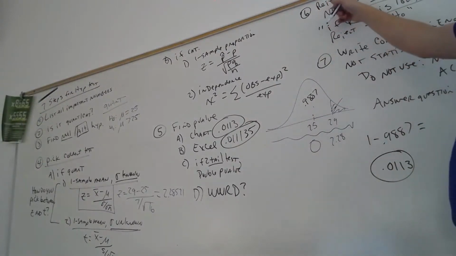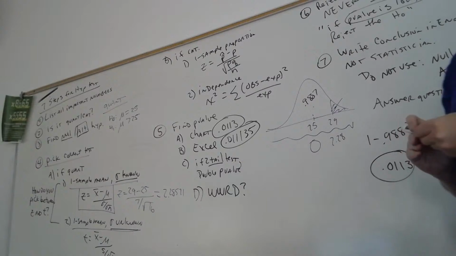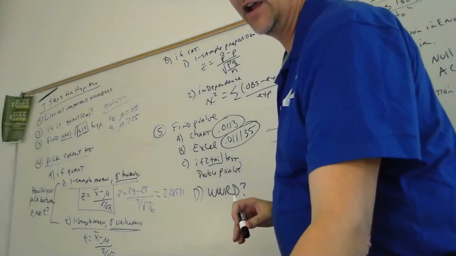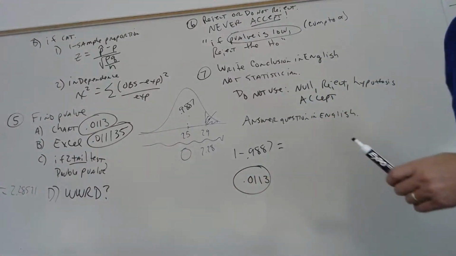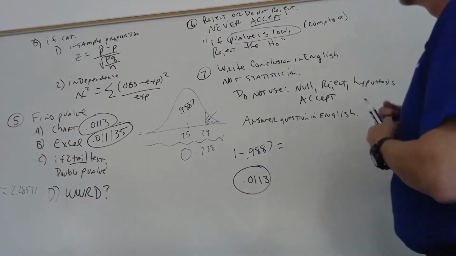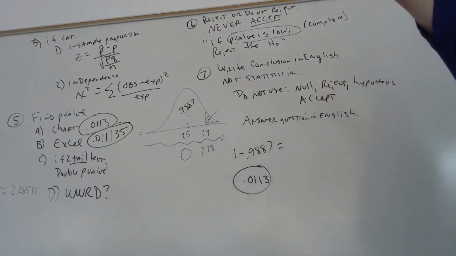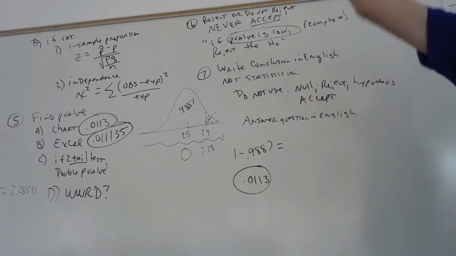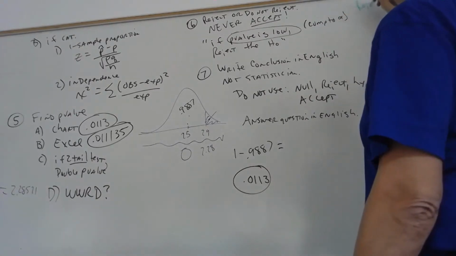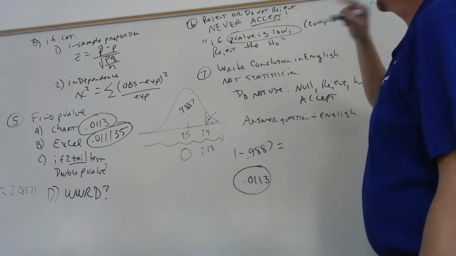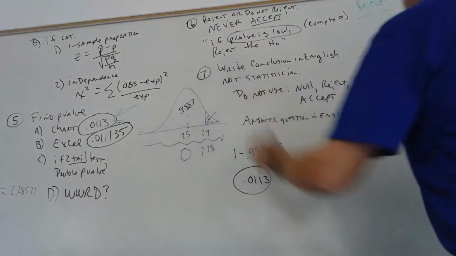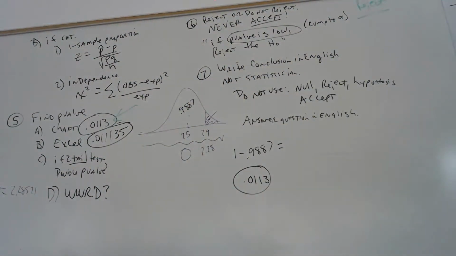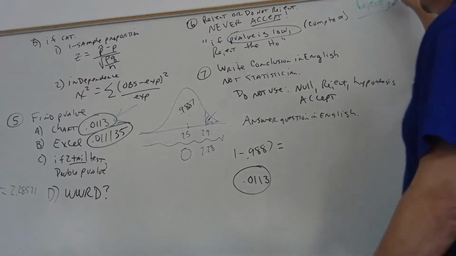Step number 6. I need to decide whether to reject or to not reject. How do I decide that? So we vote. Who says reject? Who says do not reject? Okay, reject is the correct answer. Reject because my p-value, 0.0113, is less than my alpha. Okay, so reject the null.